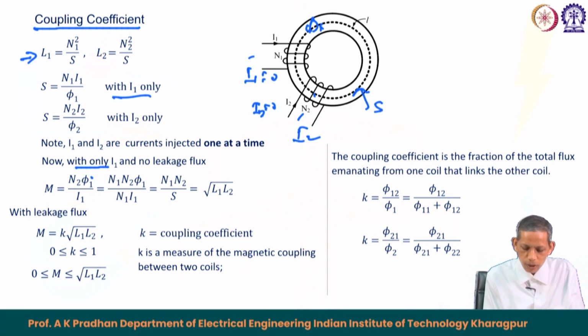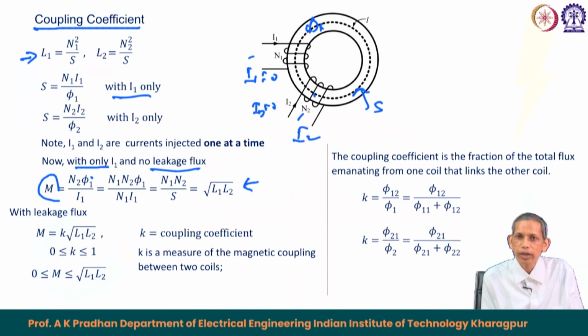So, this becomes N1 N2 upon S, as we have defined S above. So, if you say this is N1 over root S into N2 over root S, that results in N1 square by S being L1 and N2 square upon S being L2. So, N1 N2 upon S equals root over L1 L2. So, what we say here is that with the consideration of no leakage flux in the circuit, the mutual inductance of this arrangement becomes root over of L1 L2.